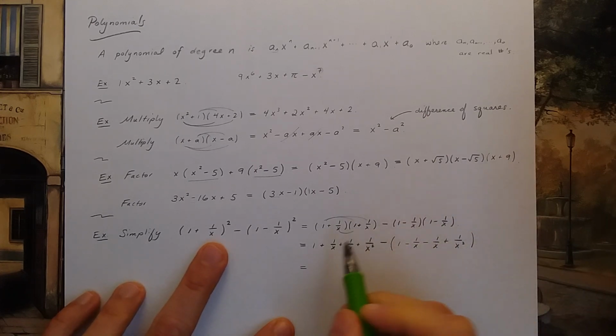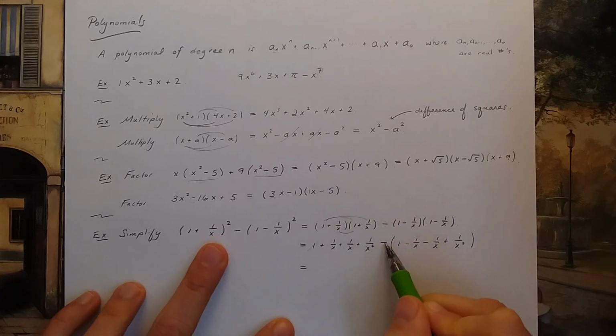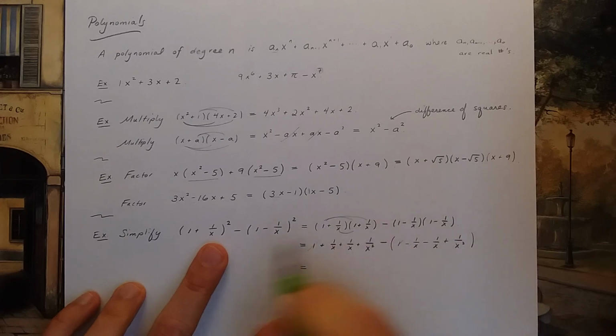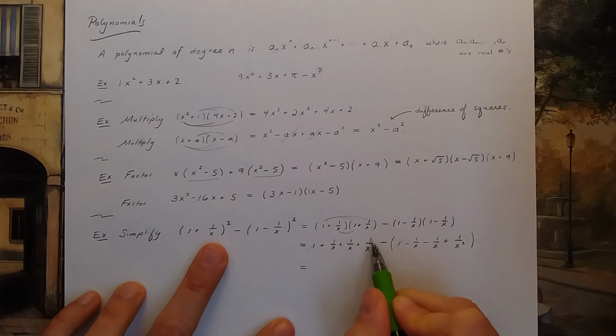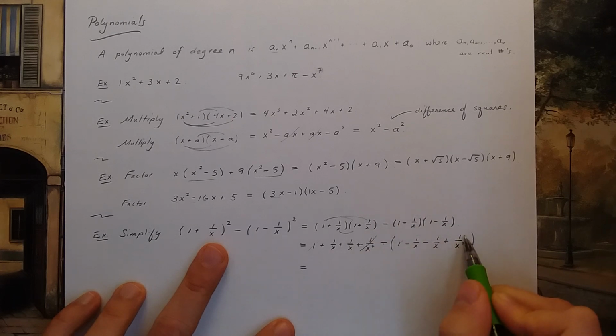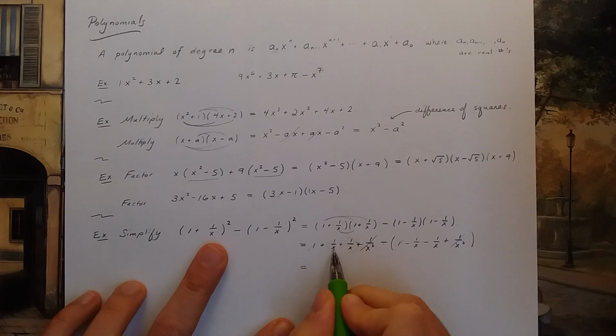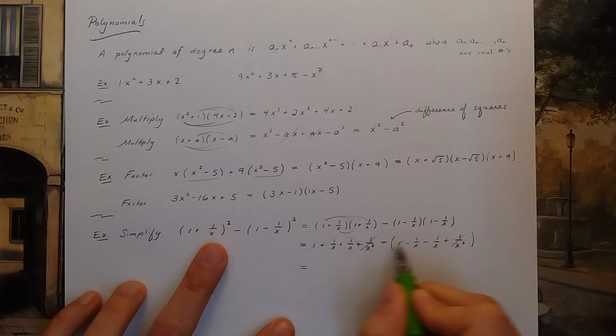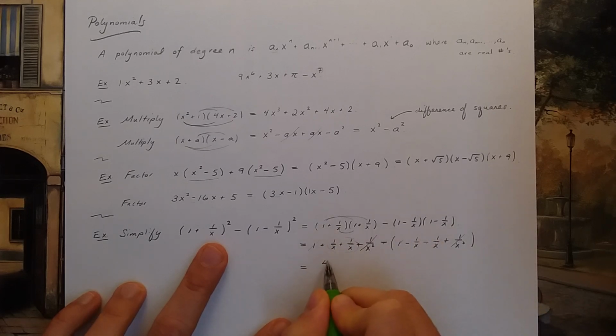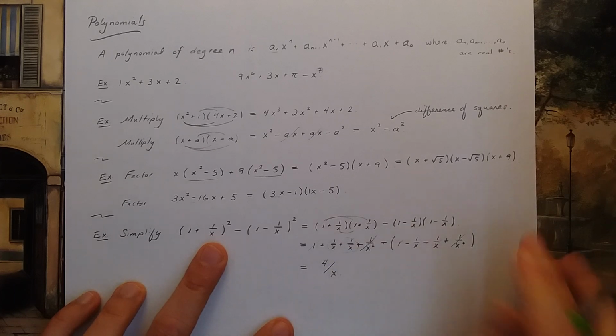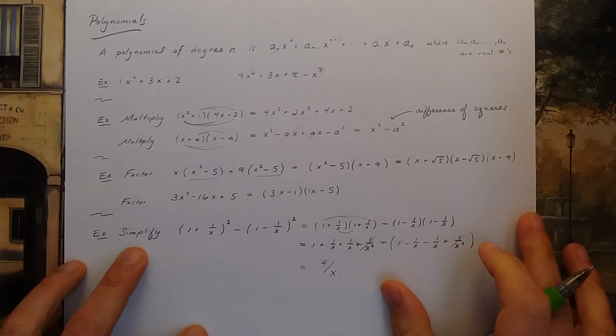So let's see what things simplify to. Here I have 1 minus 1, so the 1's cancel. I have positive 1 over x squared minus 1 over x squared, so this term and this term cancel. These will combine and give me 2 over x, and this will be actually a plus 2 over x, so I believe the whole thing simplifies to 4 over x.